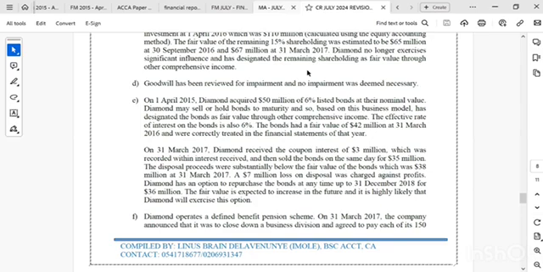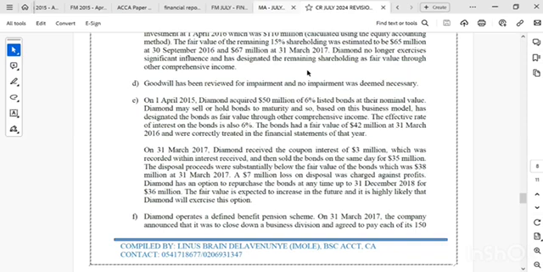Diamond acquired 50 million 6% listed bonds at the nominal value. So we have a 6%, 50 million bond at its nominal value. Diamond may sell or hold the bonds to maturity, so based on this model, it's always going to be under fair value through other comprehensive income. The effective rate of interest on the bond is also 6%.